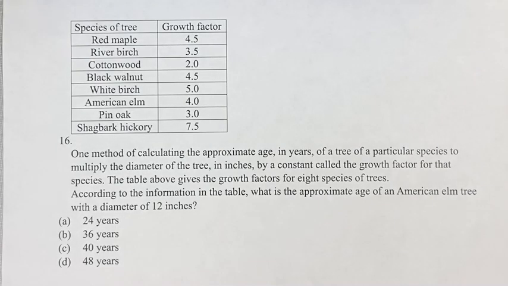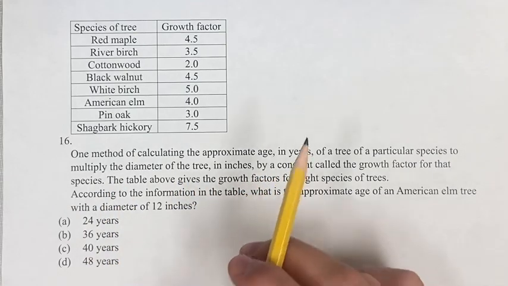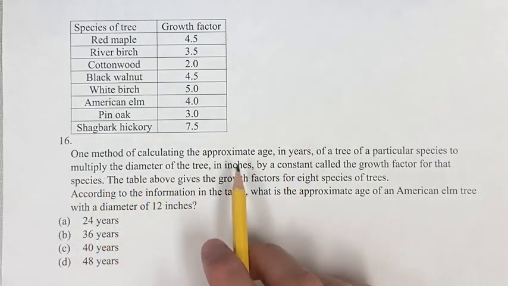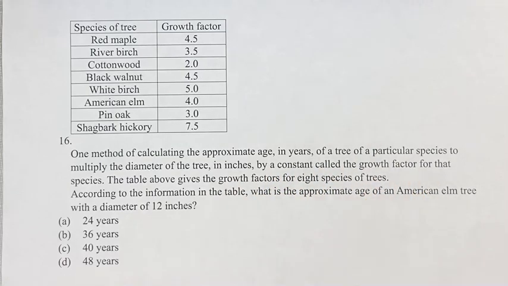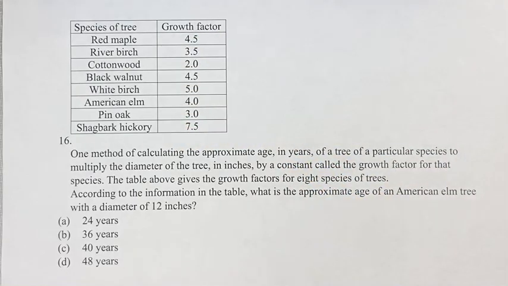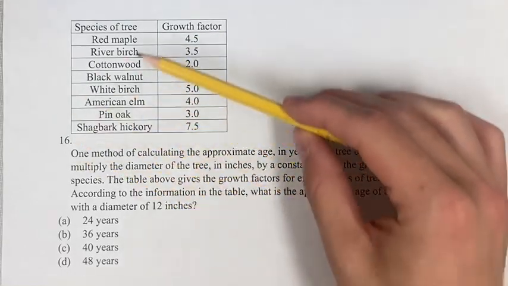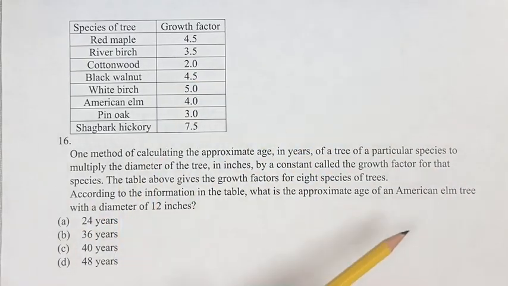In this problem, we're told that a method of calculating the approximate age of a tree is to multiply the diameter of the tree in inches by a constant called the growth factor for that species. So every tree is going to grow at a different rate, so its growth factor is going to be different. And based off the information we're given in this table, which has multiple species of tree and their growth factor, what is the approximate age of an elm tree with a diameter of 12 inches?